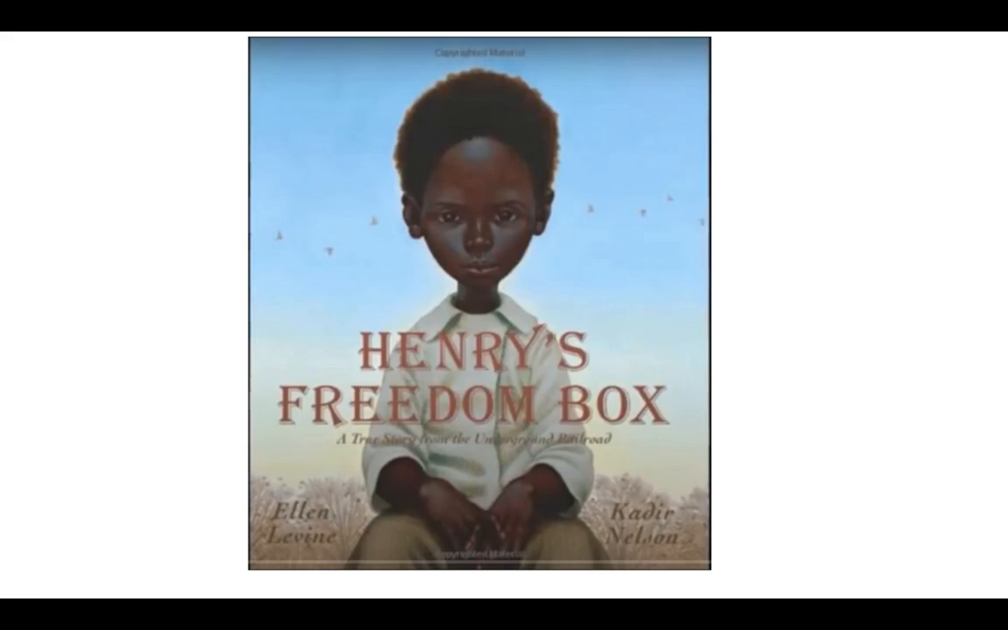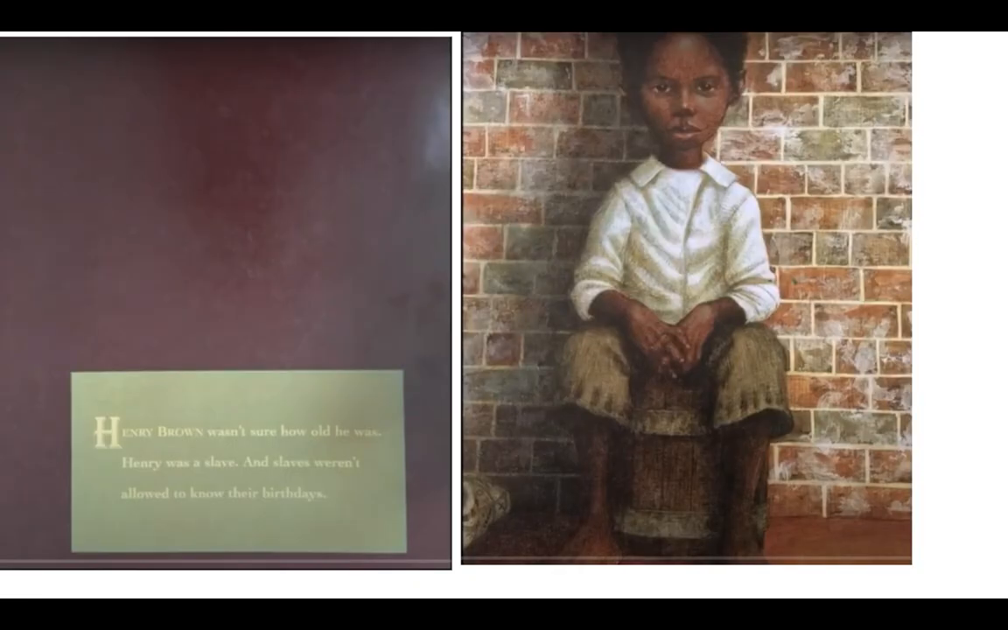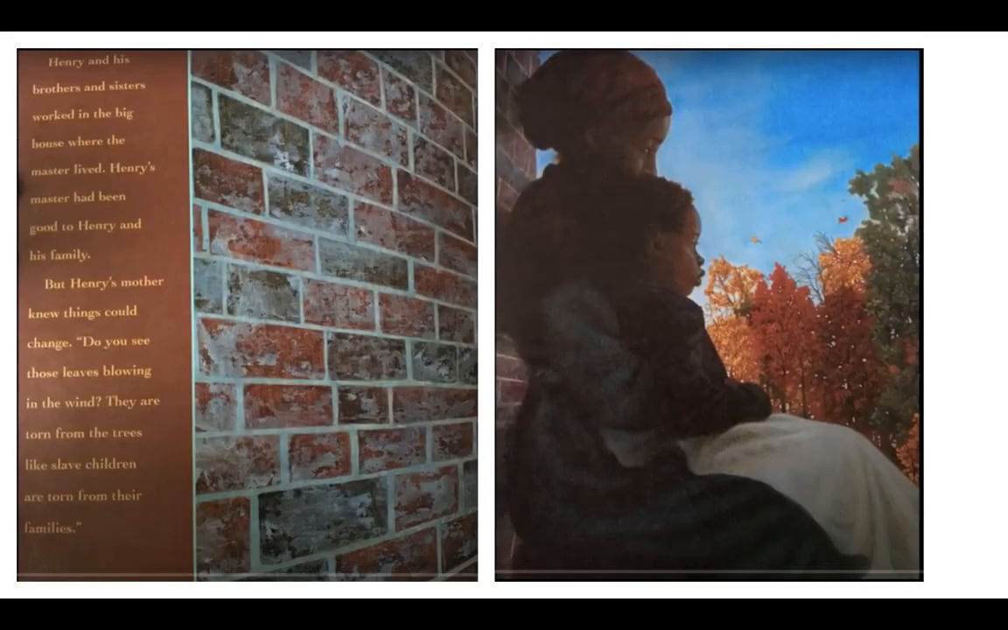Henry's Freedom Box. Henry Brown wasn't sure how old he was. Henry was a slave, and slaves weren't allowed to know their birthdays. Henry and his brothers and sisters worked in the big house where the master lived. Henry's master had been good to Henry and his family, but Henry's mother knew things could change. Do you see those leaves blowing in the wind? They are torn from the trees like slave children are torn from their families.